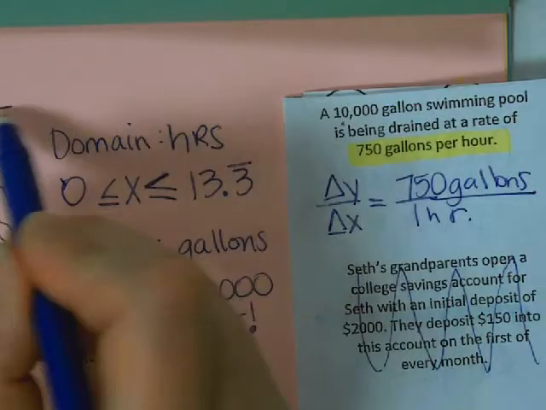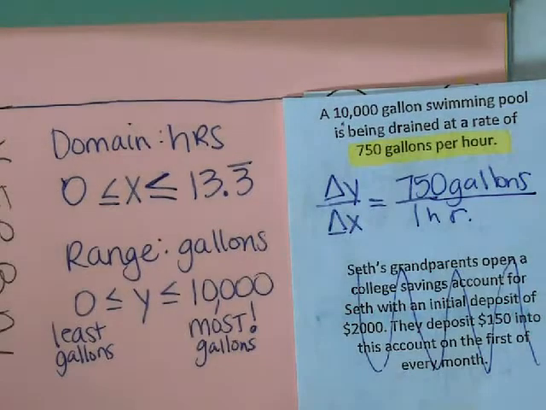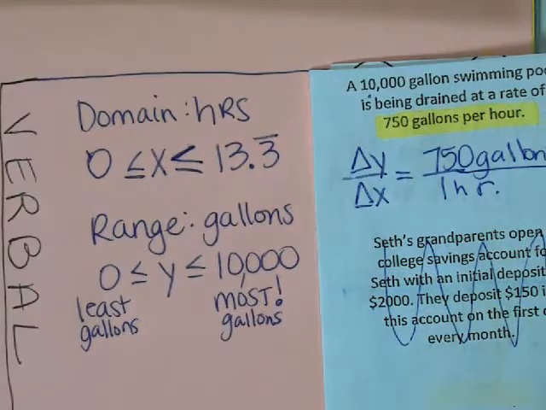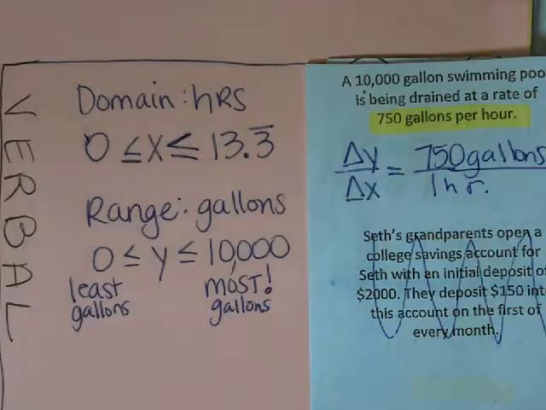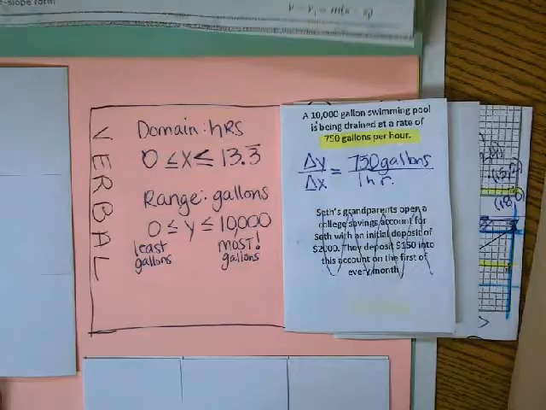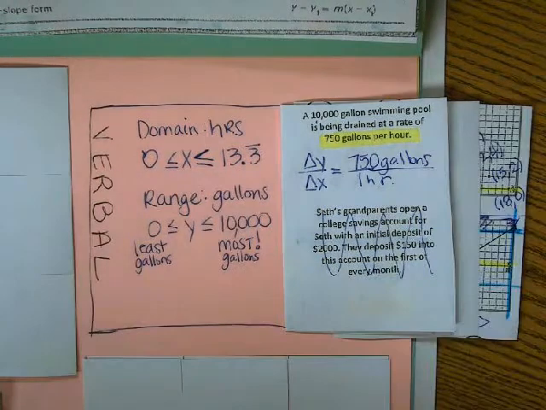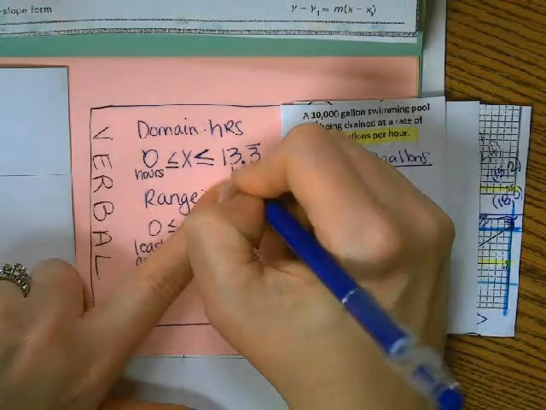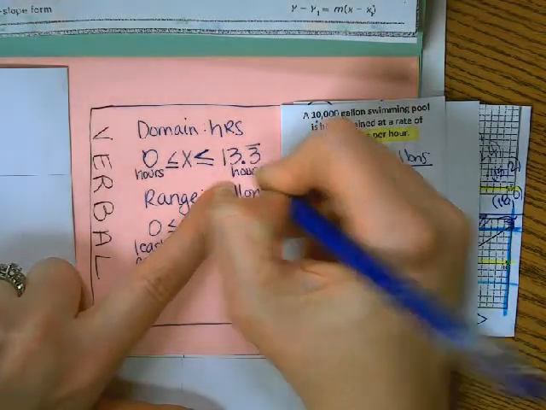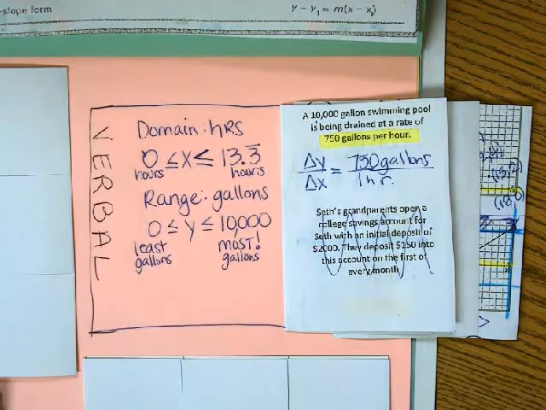Alright, so if they give you a verbal description, you have to decide what is x, what is y, and then you have to decide what is the most x can be and what is the least that x can be. And what is the most that y can be and what is the least that y can be. So if you label them with the words, that might help you figure out the domain and the range.